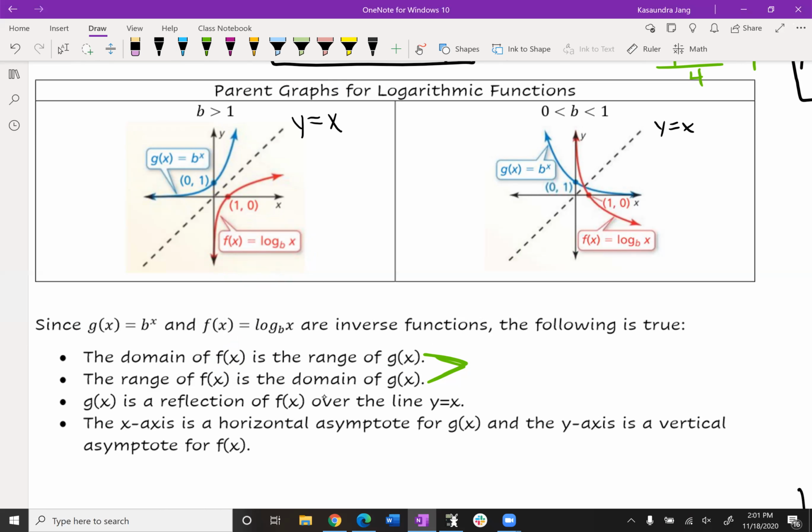Okay, and then your next bullet point here says that g of x is a reflection of f of x over the line y equals x. And we were just talking about that. Here's my line y equals x. It's a reflection over that line.